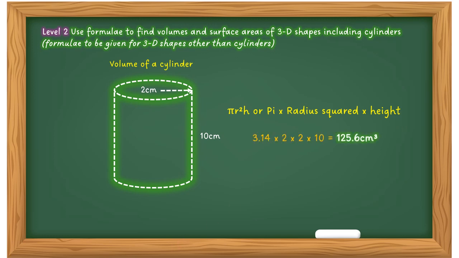3.14 times 2 times 2 times 10 is 125.6 centimeters cubed. And that's how you calculate the volume of a cylinder.